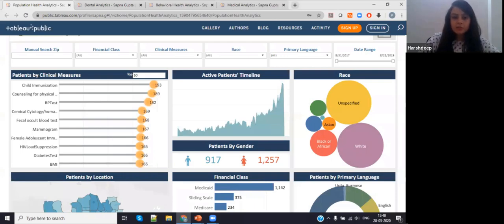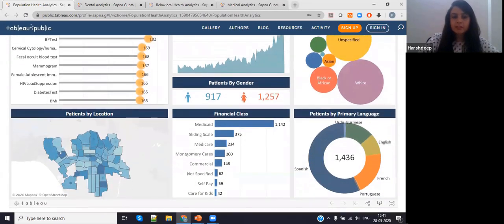Here you can see the total active patients by month. The chart at the bottom center shows you the number of patients availing different types of primary health insurance. As you can see, Medicaid tops the list here.